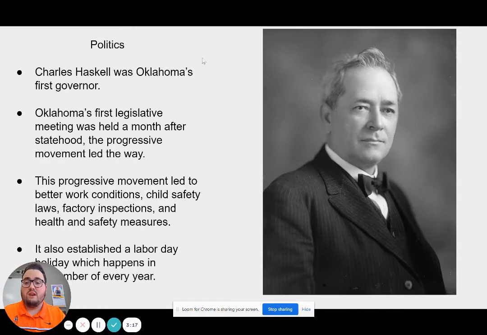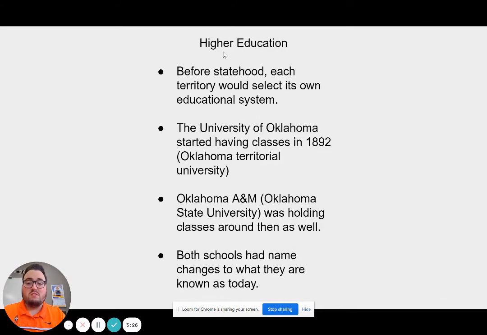There's a picture of Charles Haskell. And again, Oklahoma's first legislative meeting was held a month after statehood, so in December. And then the progressive movement. And we're going to talk about socialism here in a second.